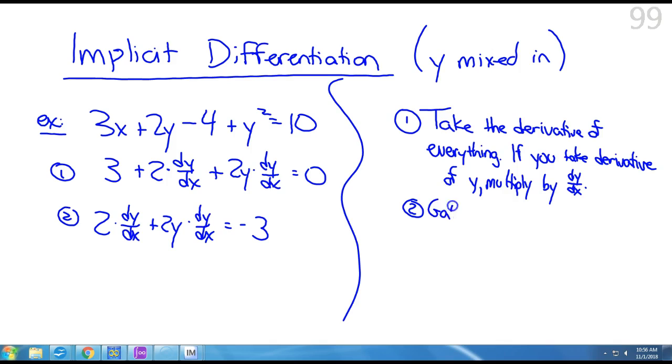So your second step would be gather all dy over dx on one side. It could be either side, doesn't matter. So if I had that, and I want to do dy dx by itself, what would your next step be? Not yet. Well, maybe. I don't know if you're doing this stuff in your head, but how do I get the dy dx by itself, or like out of the two terms?